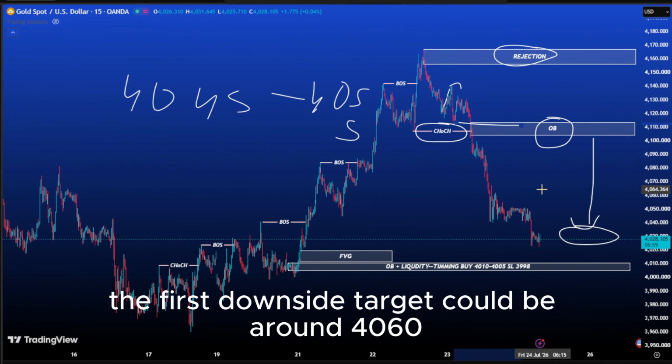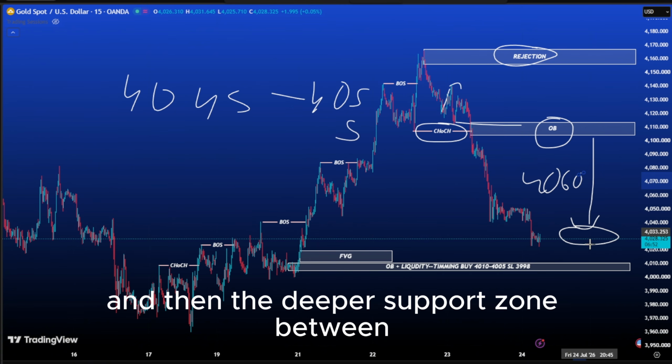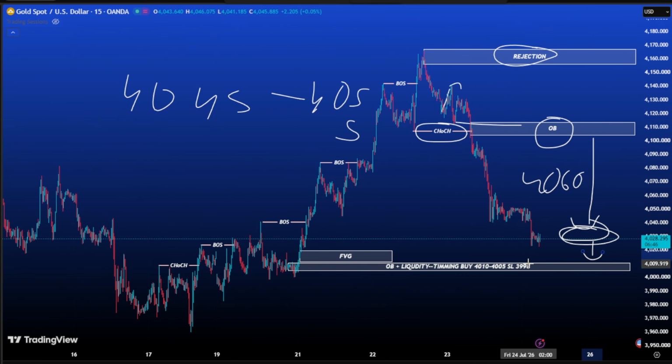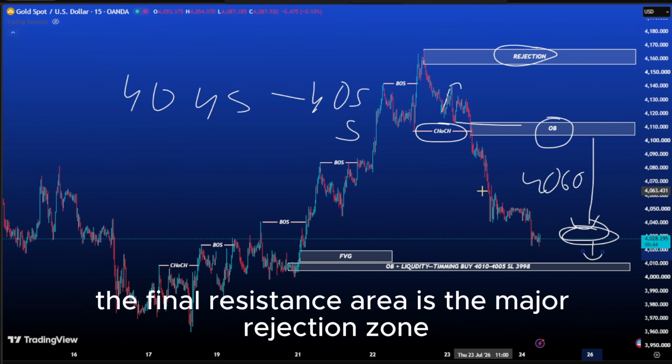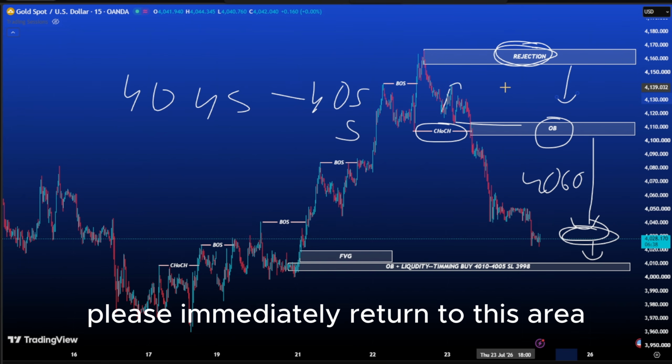The first downside target could be around 4,060, followed by 4,030, and then the deeper support zone between 4,015 and 4,015 and 4,550. The final resistance area is the major rejection zone between 4,150 and 4,155. We may immediately return to this area.